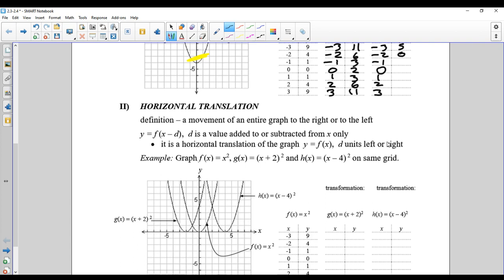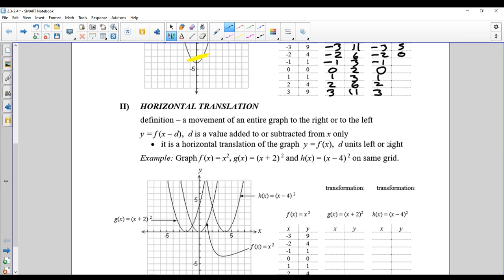But I'm going to warn you, horizontal is backwards. What do I mean by that? It's not what you expect. If I add 2 to my x before I square it, which is going to give me the horizontal translation, I actually move to the left. That's why I say it's backwards. It's not what you expect.